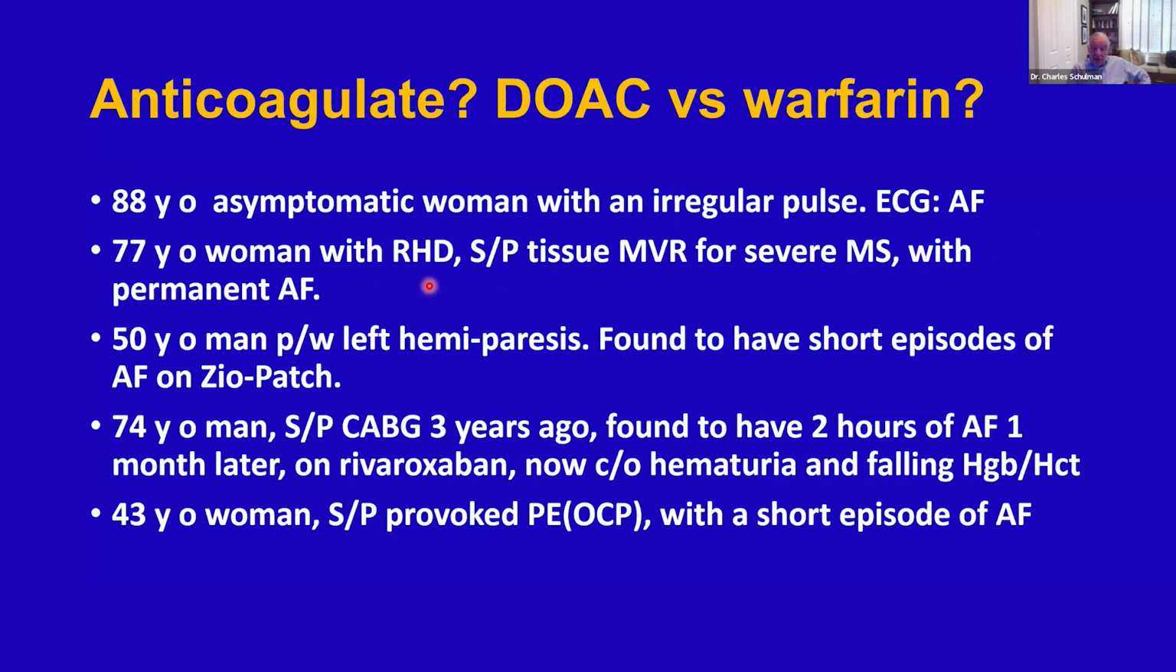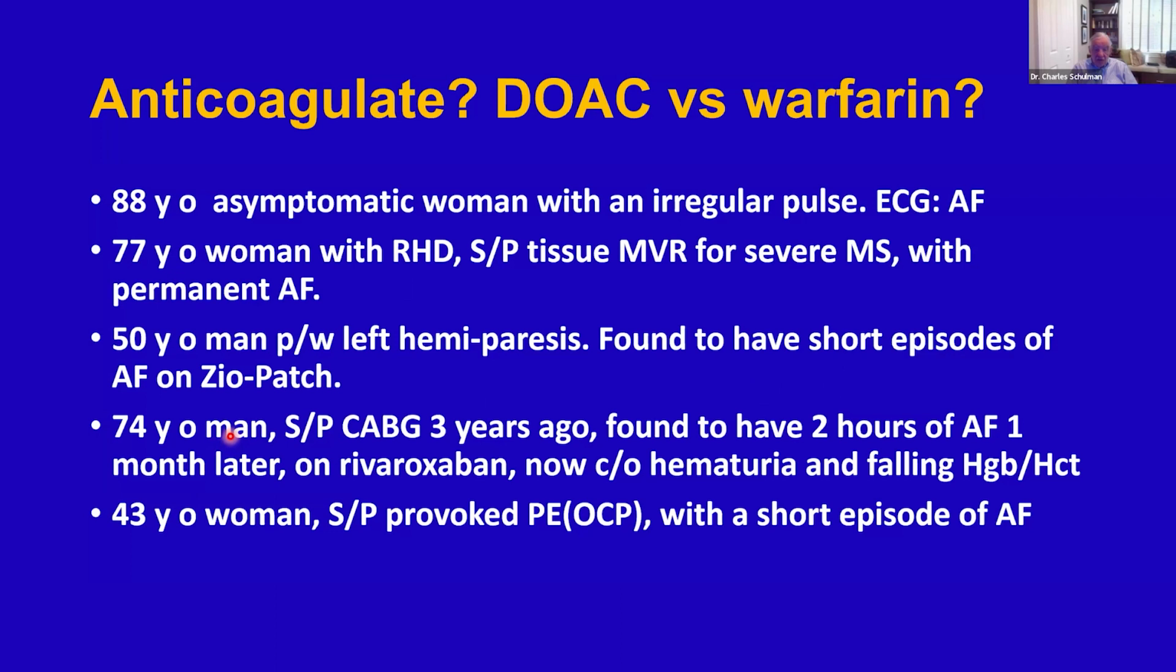A 77-year-old woman with rheumatic heart disease, status post a tissue valve, not mechanical valve, for severe MS with permanent AF. This is one of those situations where you should use warfarin. A 50-year-old man presented with a left hemiparesis and was found to have paroxysmal AFib on the Zio patch, a long-term ECG monitor. This person should be anticoagulated, preferably with a direct oral anticoagulant.